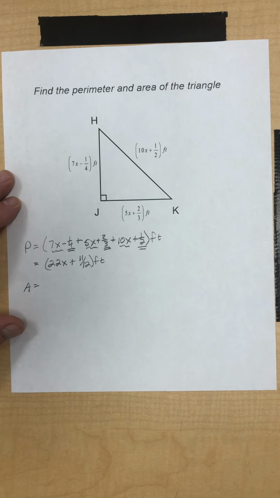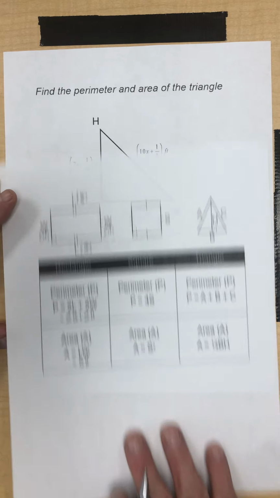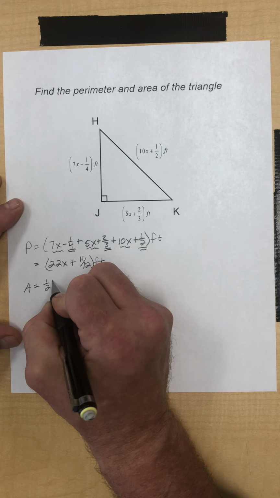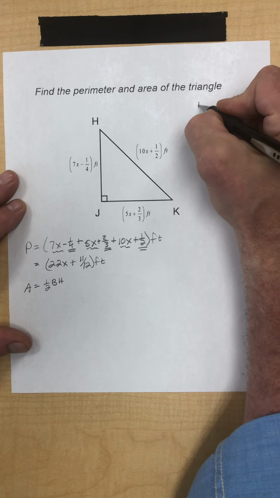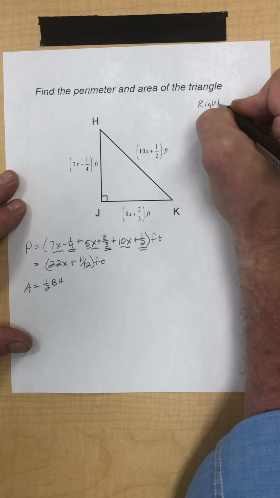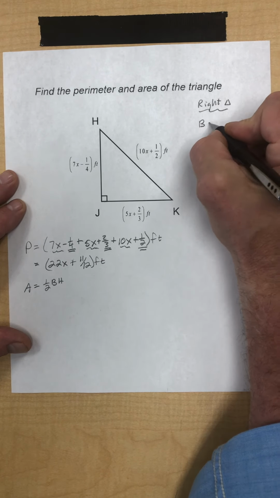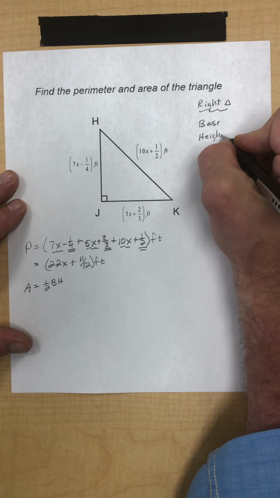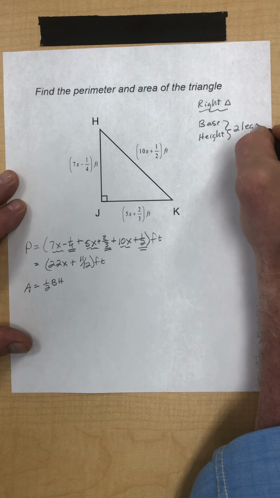All right, now going back here, remember area is 1/2 times the base times the height. Okay, so we have 1/2 times the base times the height. Now this is really important. Okay, in a right triangle, and this only happens in a right triangle. Okay, the base and the height, okay, are what we call the two legs.